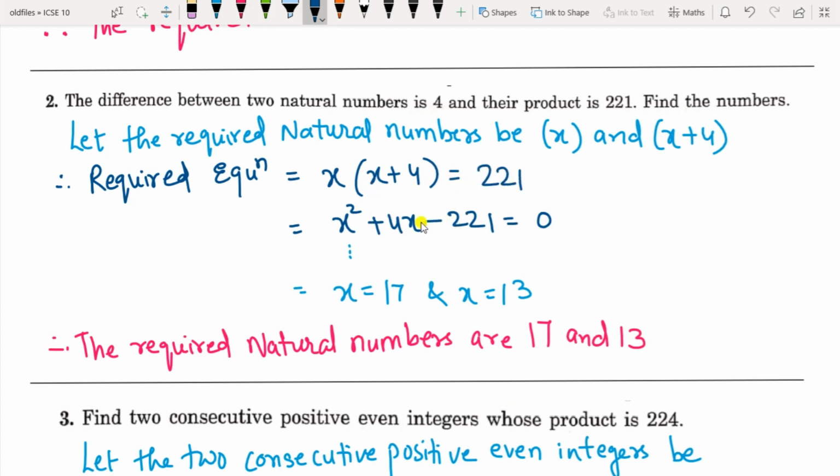Now solve as I have done above. This is your general quadratic equation. Solve it by factorization method. You get the values of x as 17 and 13. Therefore the required natural numbers are 17 and 13.